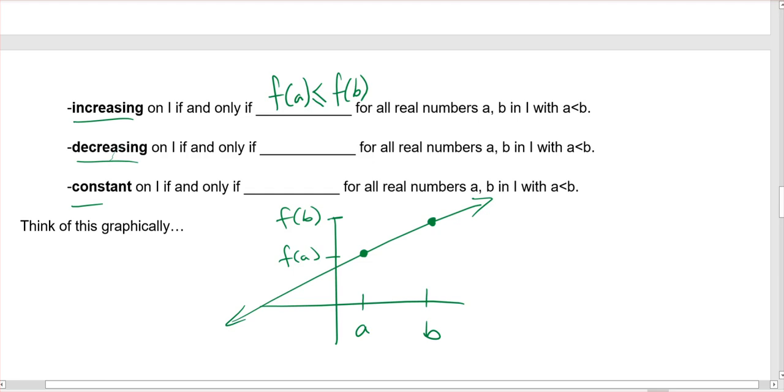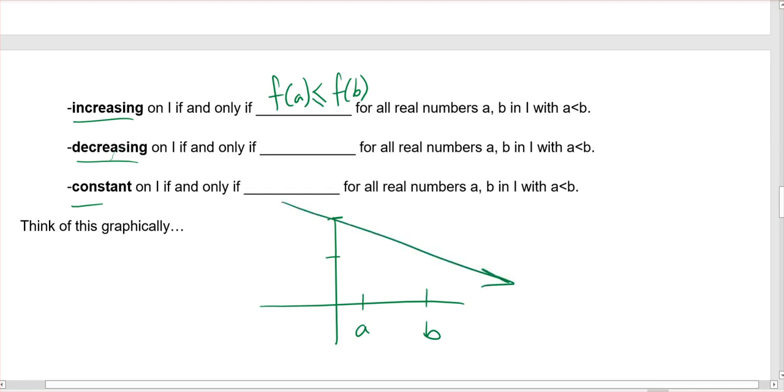Same thing we're going to say about decreasing, right? If we are decreasing and we're going down, then I'm going to have the point here, f of A, and the point here has f of B. So if we're decreasing as we move to the right, we're going to go down. So f of A has to be bigger than or equal to f of B. All right, great. And we say it's decreasing when this is true.